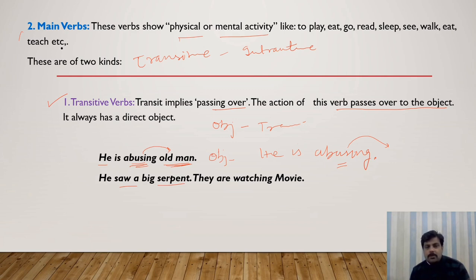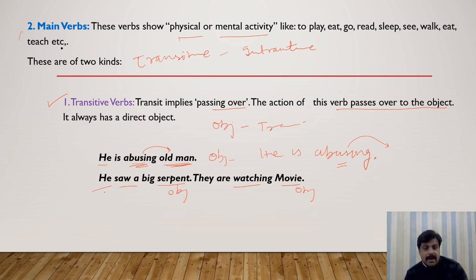Likewise, they are watching movie. So watching is the verb and movie is the object here. Likewise, subject is he and serpent is the object. So in all these three sentences, we have a proper object. So that is transitive verb.